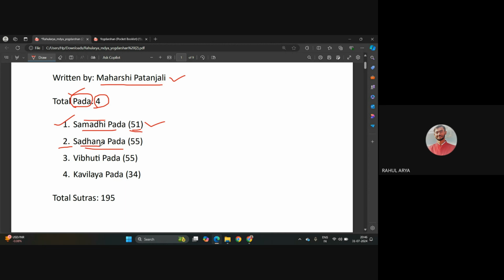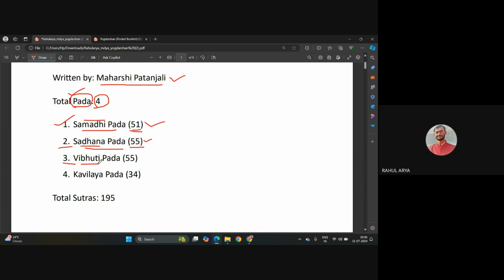The majority of those mediums are described in this chapter. For example, Kriya Yoga, the concept of Prakriti Purusha is here. Ashtanga Yoga, the major thing, is described in this chapter. That's why its name is the Sadhana Pada. It includes a total of 55 sutras.